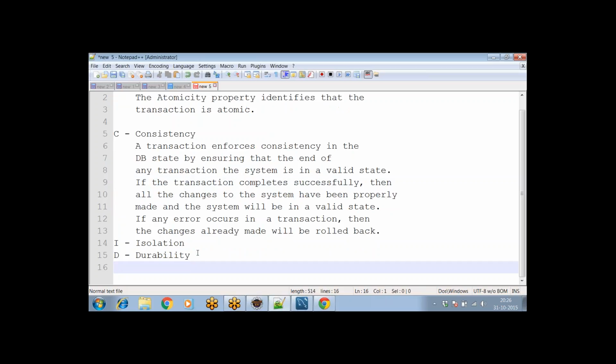Isolation, I'll talk about it later. First of all, we'll talk about durability here. First of all, let's talk about the durability.